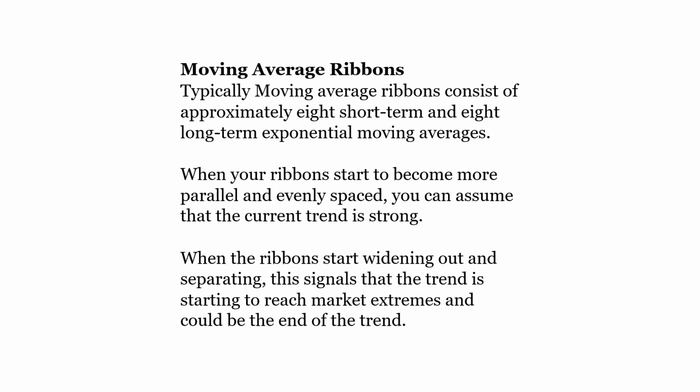There are also moving average ribbons. Typically, moving average ribbons consist of approximately 8 short-term and 8 long-term exponential moving averages. When your ribbons start to become parallel and evenly spaced, you can assume that the current trend is strong. When the ribbons start widening out and separating, this signals that the trend is starting to reach market extremes and could be the end of the trend. But what do they look like? Let's take a look at a moving average ribbon.